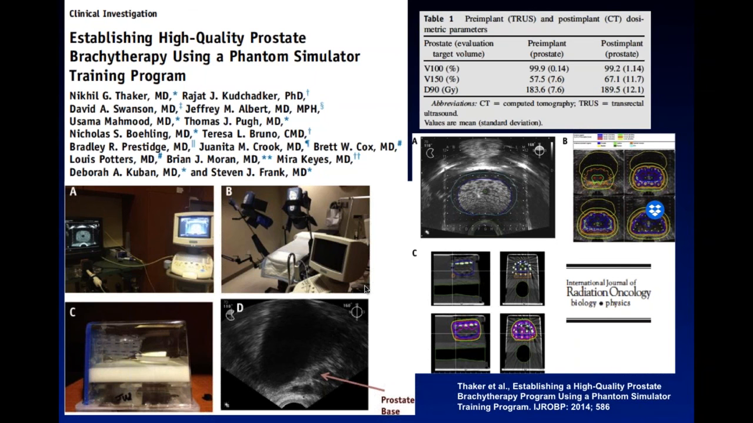And so we've created a virtual simulator where residents can take their phantom, they can image their phantom, simulate the phantom, perform contouring, treatment planning on that phantom. Then they get dummy seeds that are stranded. They implant those, they do post-implant assessment, and through that process, they're able to learn every step of the quality assurance process.